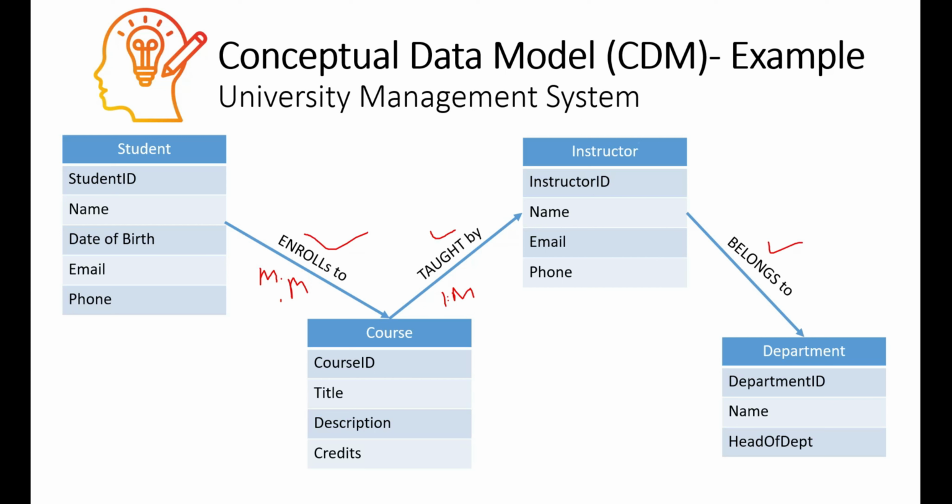So this is very important to understand. This is what is identified in the CDM: what is the relationship, whether it is enrolls, taught by, belongs to, has. When you're talking about real-time scenarios, there might be n number of such relationships that you can derive.